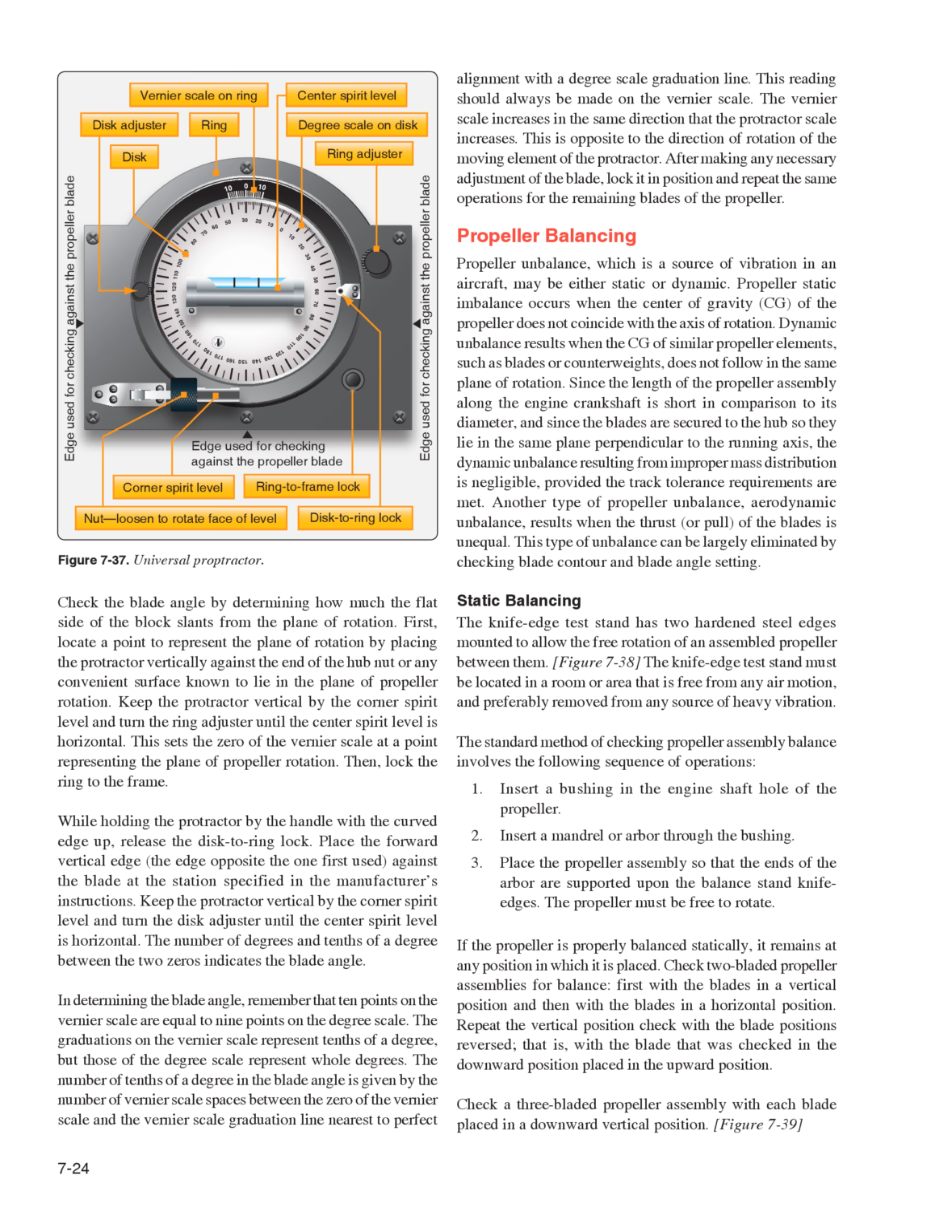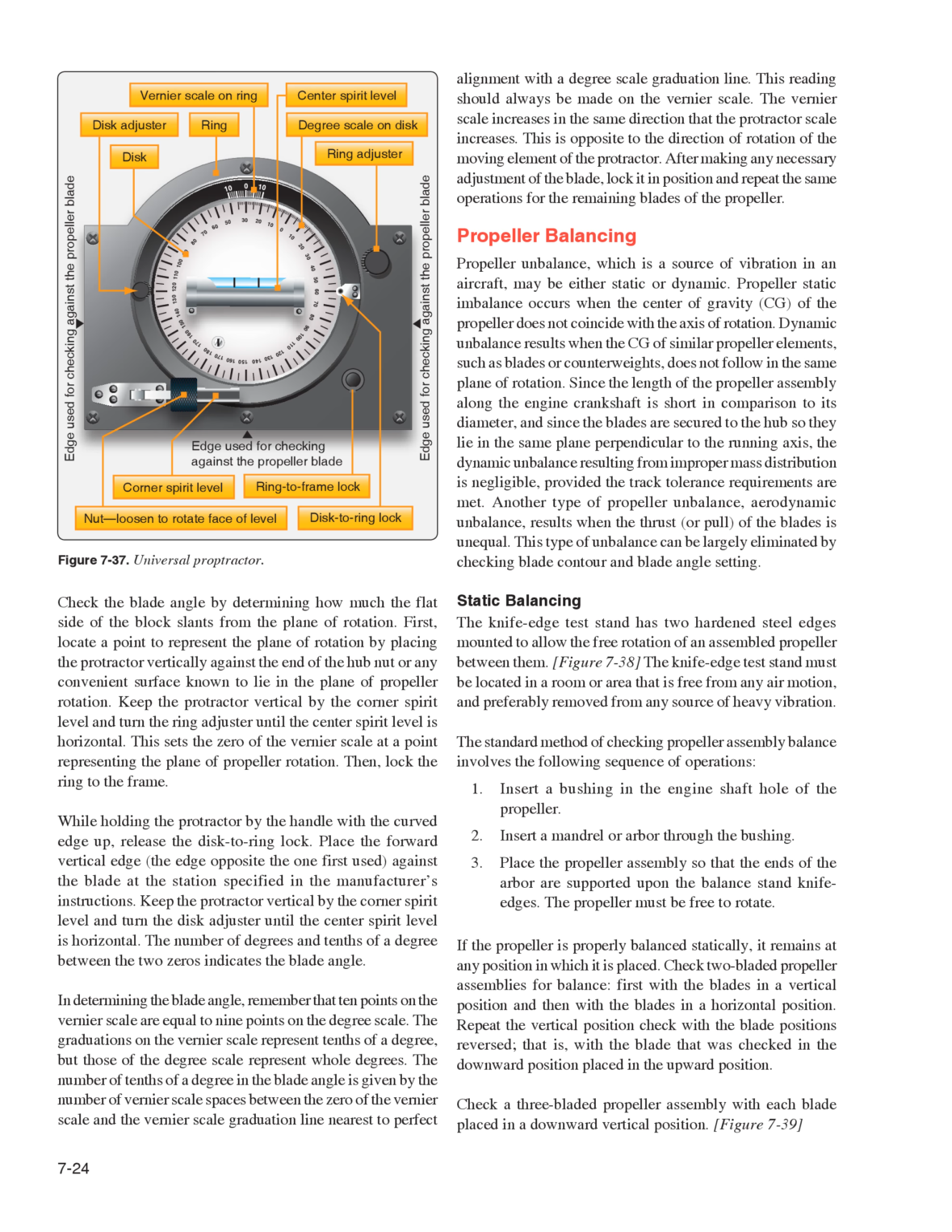Since the length of the propeller assembly along the engine crankshaft is short in comparison to its diameter, and since the blades are secured to the hub so they lie in the same plane perpendicular to the running axis, the dynamic unbalance resulting from improper mass distribution is negligible, provided the track tolerance requirements are met. Another type of propeller unbalance, aerodynamic unbalance, results when the thrust or pull of the blades is unequal. This type of unbalance can be largely eliminated by checking blade contour and blade angle setting.